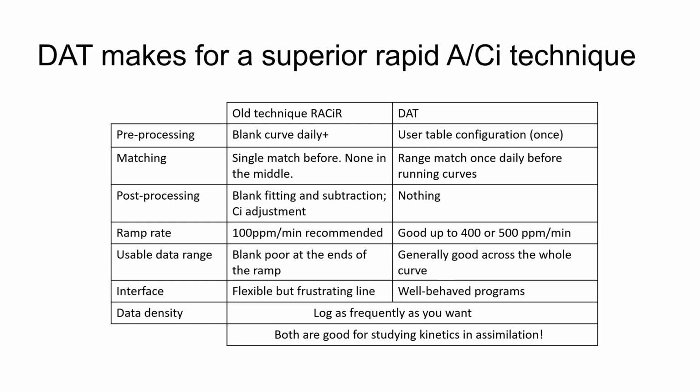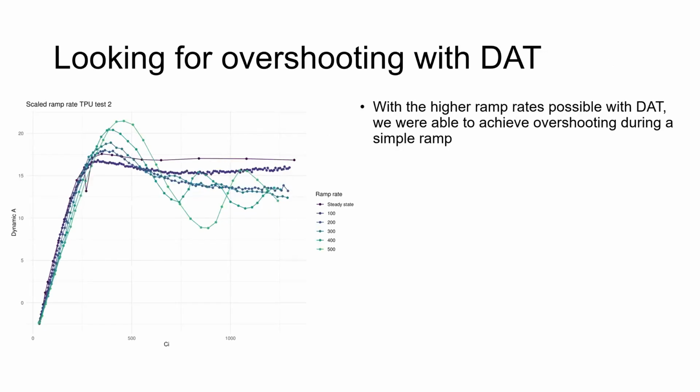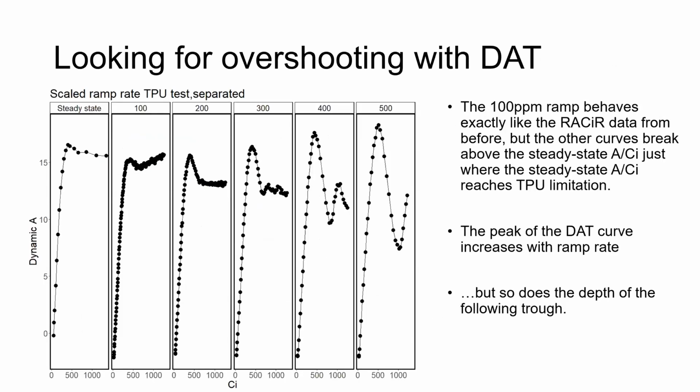without issue. Just don't tell the LI-COR people that I told you that. And with the higher ramp rate, we were able to see overshooting of TPU limitation during CO2 ramps. I'm just going to separate these out so you can see that the 100 parts per million ramp behaves almost exactly like the RACER data from before, but the other curves break above the steady state ACI, just where the steady state ACI reaches TPU limitation.